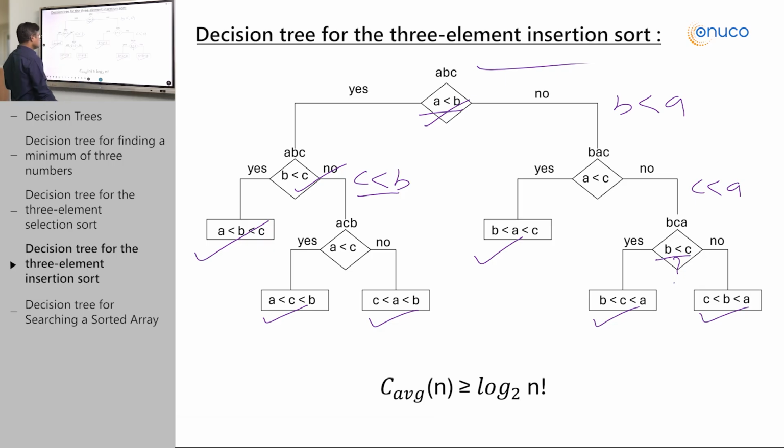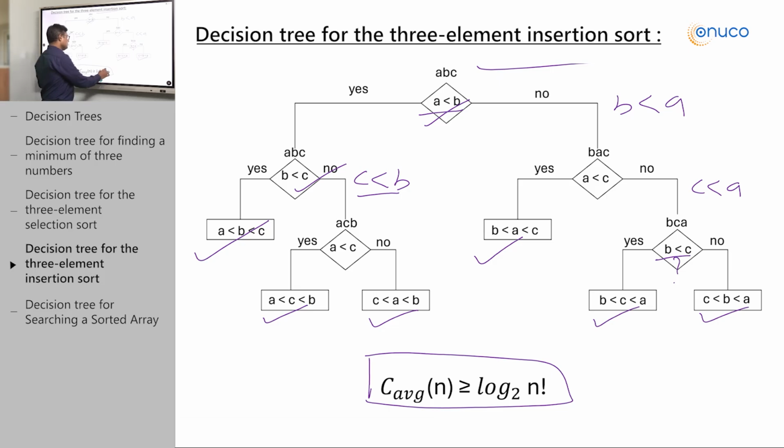So this is basically based on insertion sort. Again, you are going to say the average complexity is going to be log n factorial divided by 2, where n is the number of elements present for insertion sort. So 3 factorial is nothing but 6.